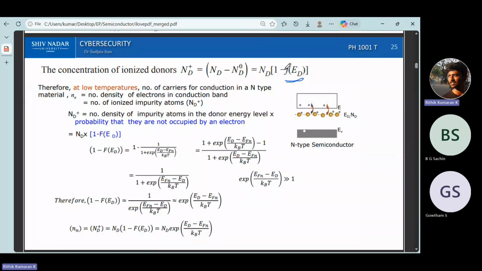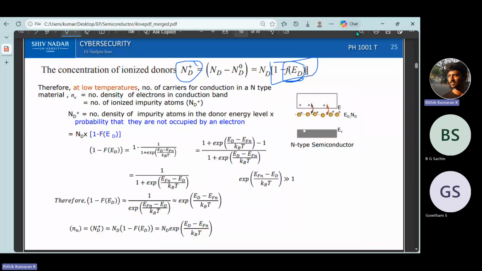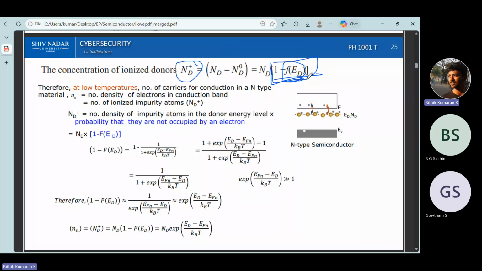Well, why do we take 1 minus f of Ed? Because we are talking about concentration of ionized donors. This f of Ed talks about what? It talks about the probability that the shell is not empty, the unionized thing. So 1 minus unionized thing will give you the probability of the ionized percentage. Correct? So for the ionized donor, you use 1 minus f of Ed. That's why we use 1 minus f of Ed here.